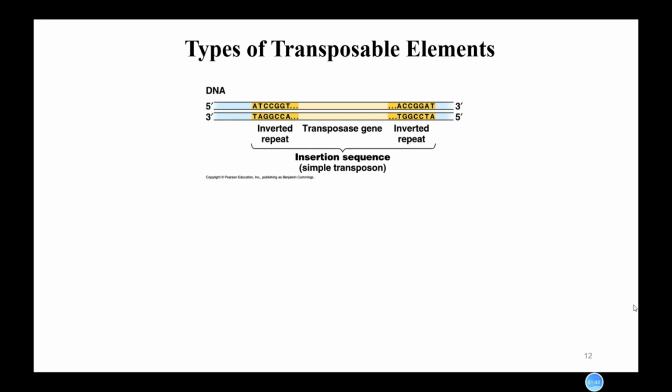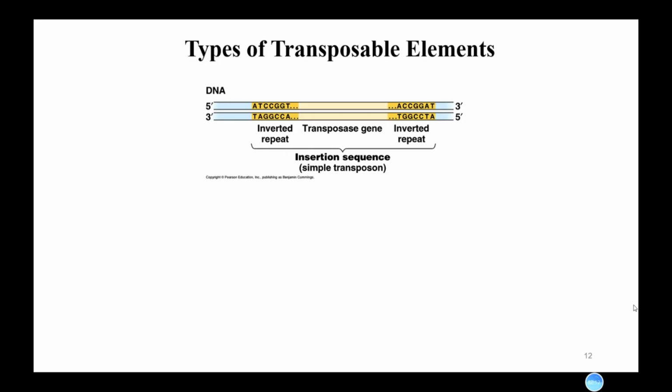So insertion sequence. This insertion sequence first, in the middle, carries the transposase gene. This gene encodes the enzyme for transposition. But on the two ends, it carries an inverted repeat. Do you understand an inverted repeat?